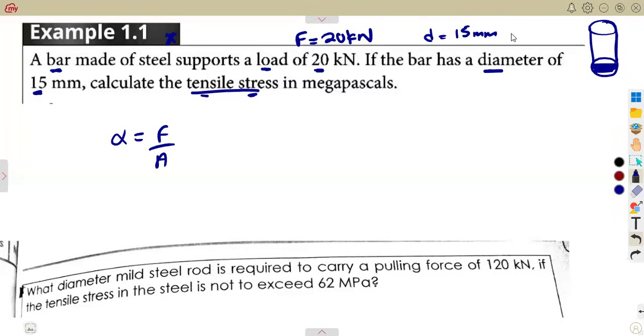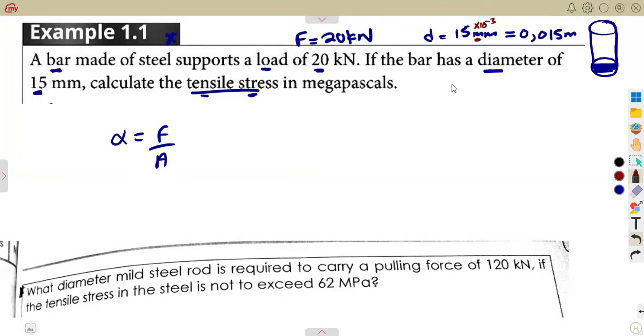As we know, for our conversion to meters, you can divide this by 1000, or you can simply multiply, because milli simply means times 10 to the exponent of minus 3. Or you can simply divide by 1000. So that is your diameter, which is going to be 0,015 meters. This is your diameter.